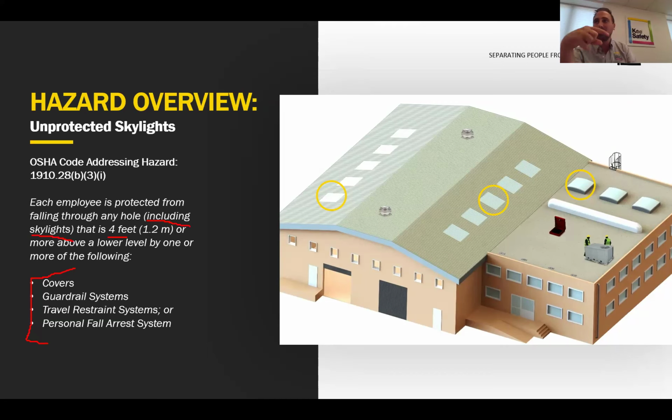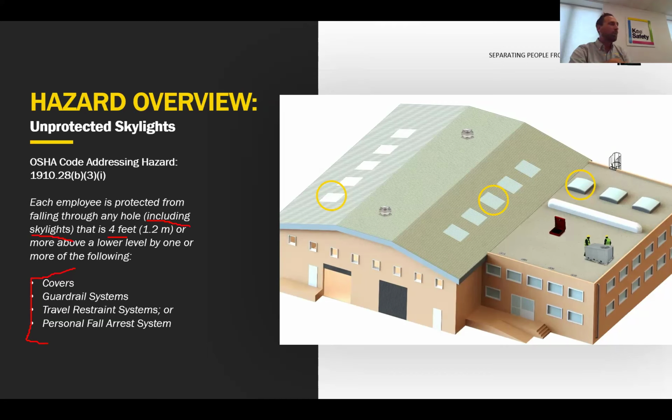Number 1 is a cover. Cover the hole. Makes complete sense. A lot of times you put a screen over the hole so the light can still get through, but somebody can't fall through, is your most typical way of doing that. Option number 2 is a guardrail. You got a hole, put a railing around it so you can't fall into the hole. Complete sense. And then we get 2 new terms here that we have to define: travel restraint and personal fall arrest.